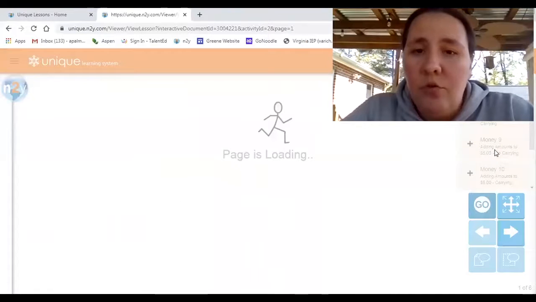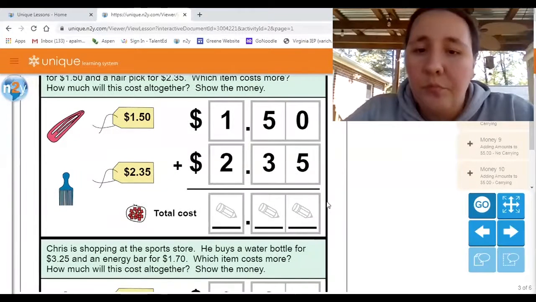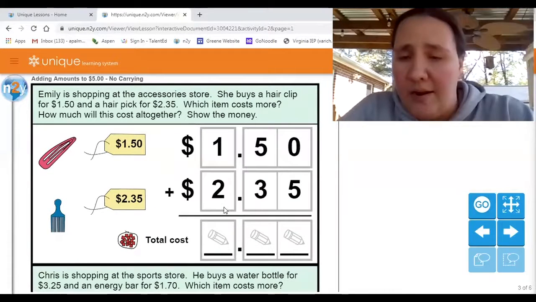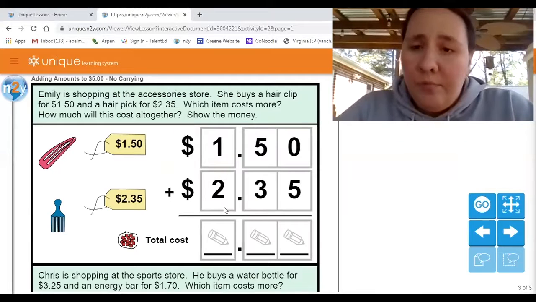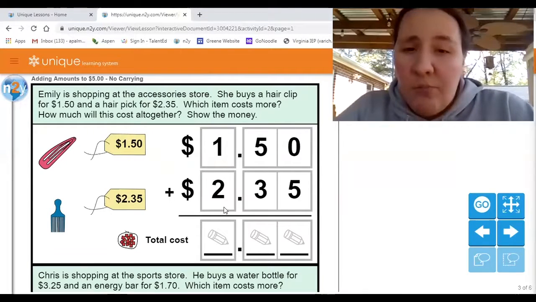So we have 2 problems for adding up to $5. So we're going to use the same skills. We just have a whole nother row to start adding together, okay? So first we're going to read the problem. Then we're going to circle or underline our important words and numbers. We're going to see which one is more, and then we're going to add them together, okay?